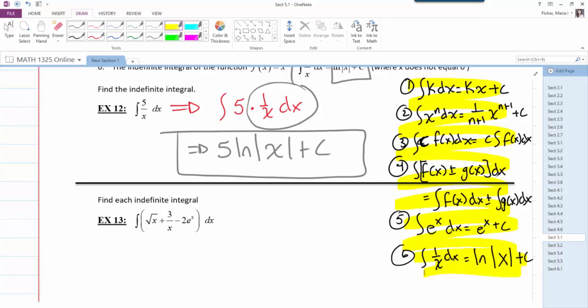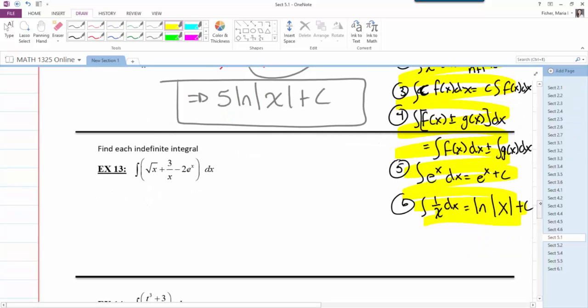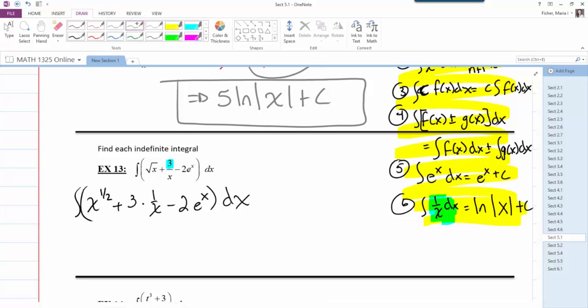So let's find each indefinite integral. So I have the indefinite integral of the square root of x plus 3 over x minus 2e to the x. So let's go ahead and rewrite this first. Well, remember, the square root is always going to be x to the 1/2 power. Now 3 over x, well, 3 is that constant multiplier because I know what 1 over x dx is. So I'm just going to go ahead and split it up as plus 3 times 1 over x minus 2e to the x dx.